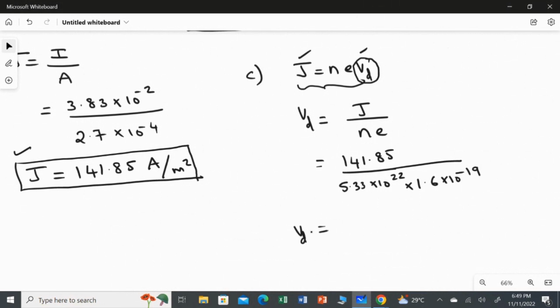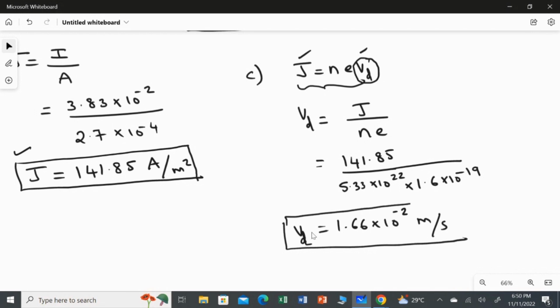So we are going to calculate 141.85 over 5.33 multiplied by 10 power 22 multiplied by 1.6 multiplied by 10 power minus 19. I got the answer as 1.66 multiplied by 10 power minus 2. And what's the unit for the speed? Meter per second. Okay, so this is the answer for the third question.